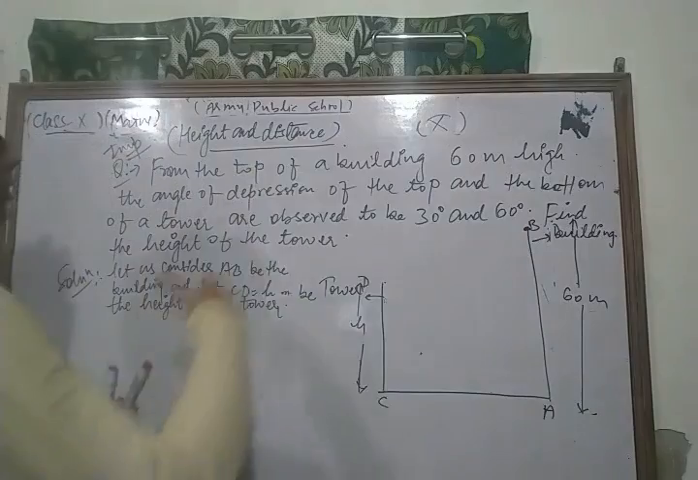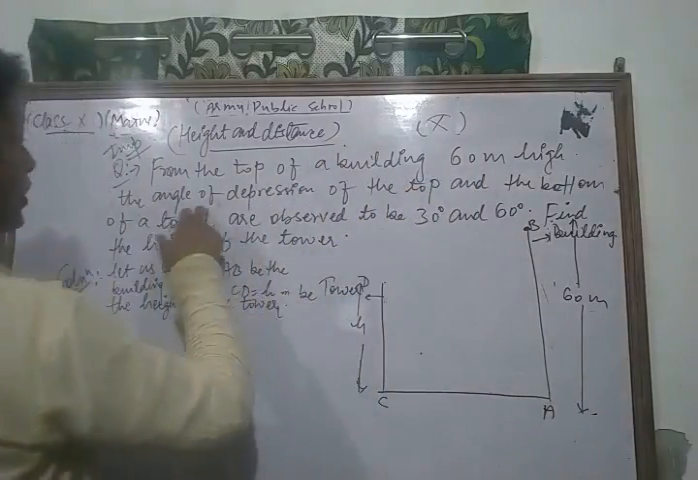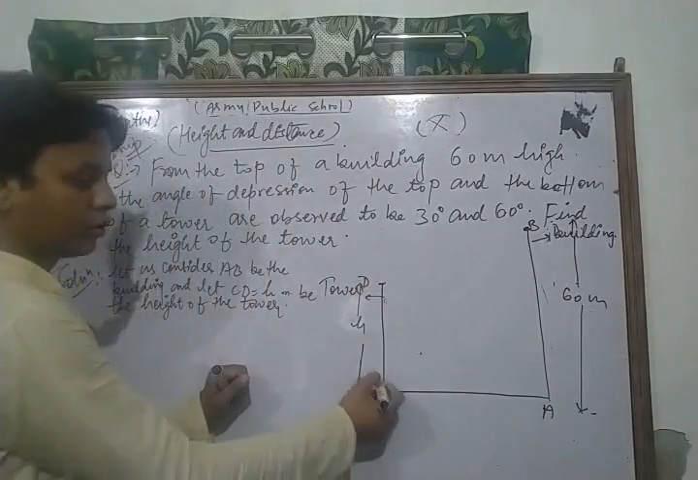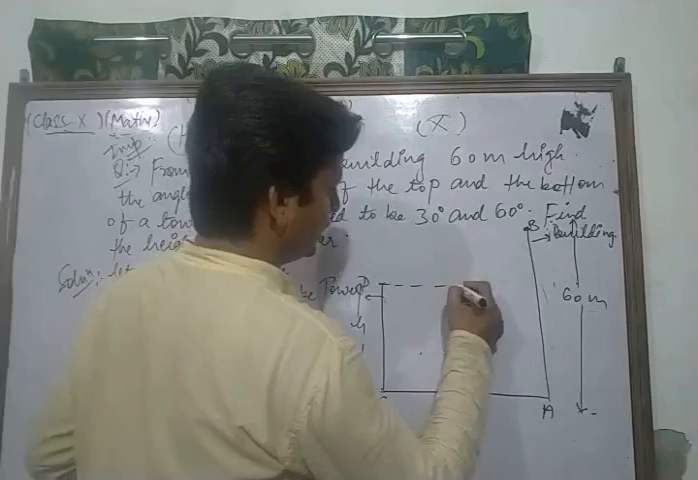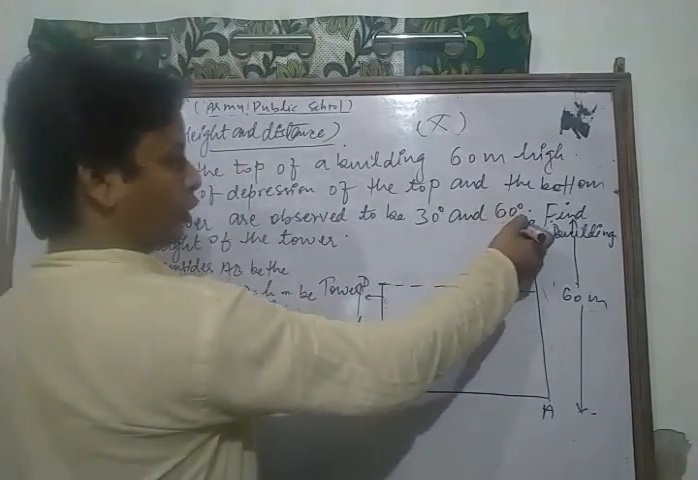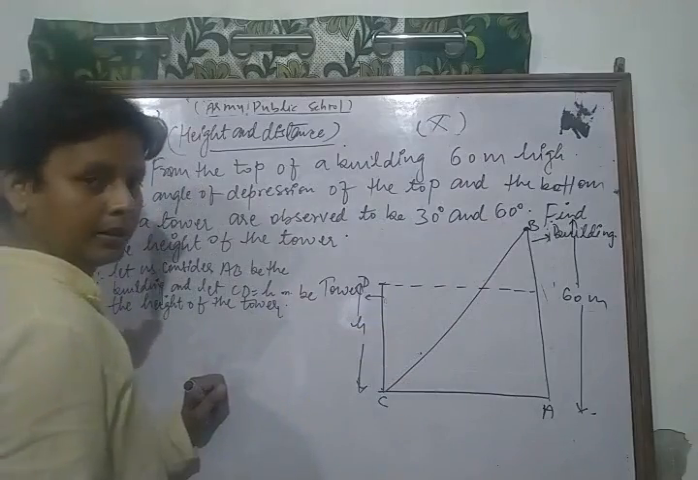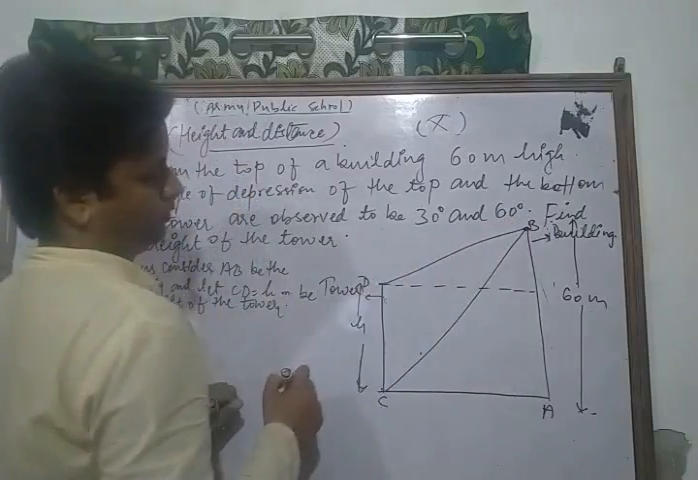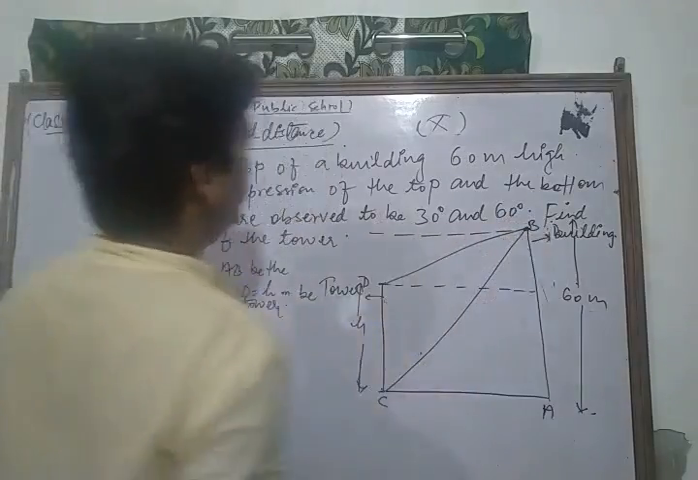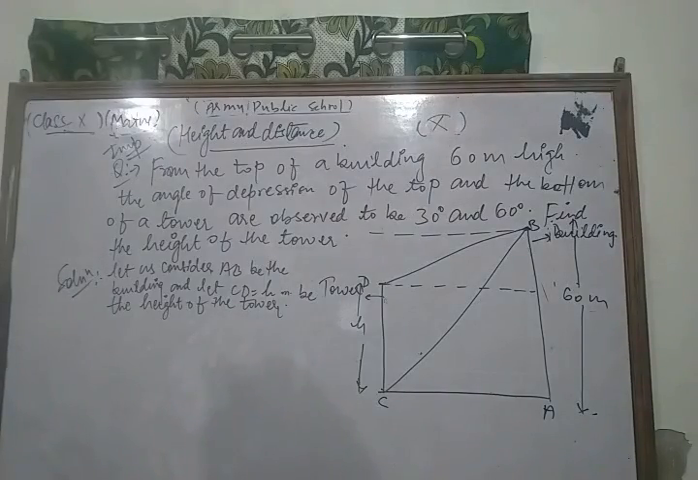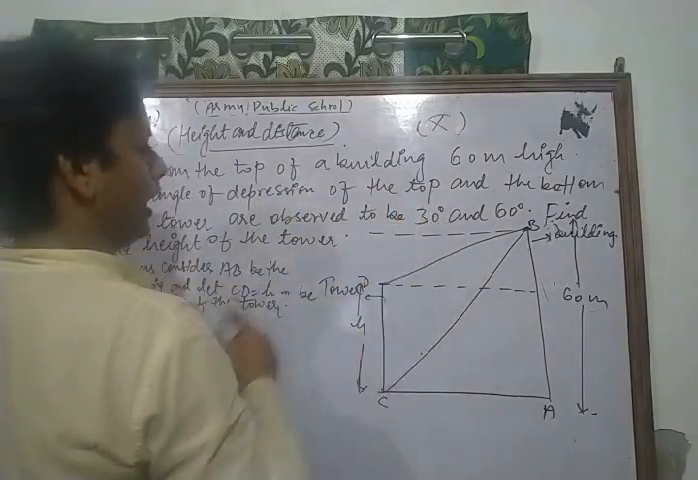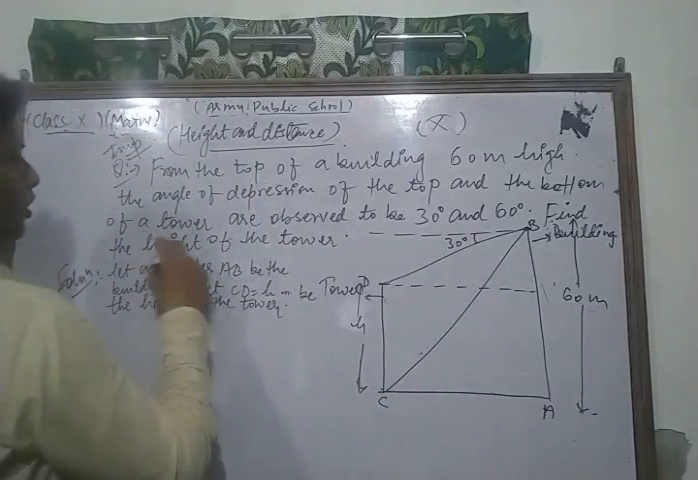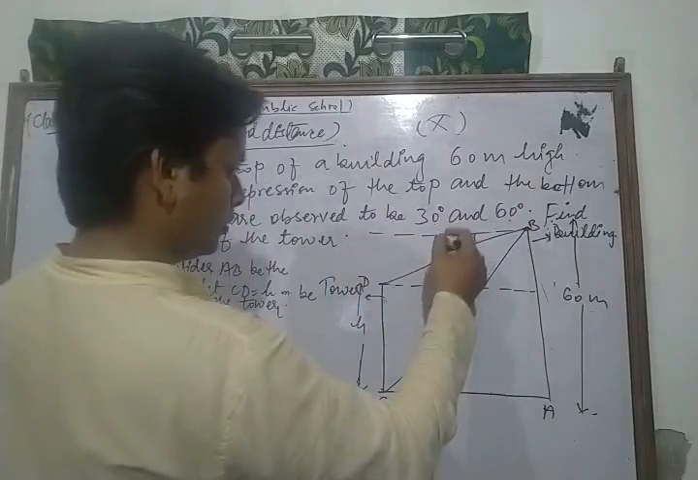The building is 60 meter high, and we need the angle of depression of the top and the bottom of the tower. This is the top of the tower, this is the bottom of the tower. First of all we join from the bottom and we join from the top, and we draw in this way. According to the question, the angle of depression at the top is 30 degree, and at the bottom of the tower is observed to be 60 degree.